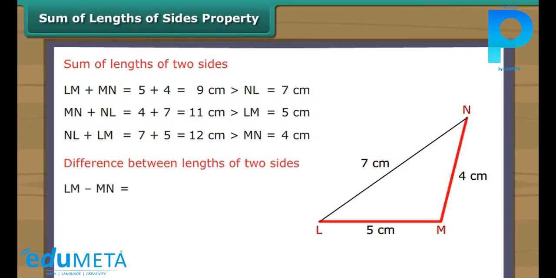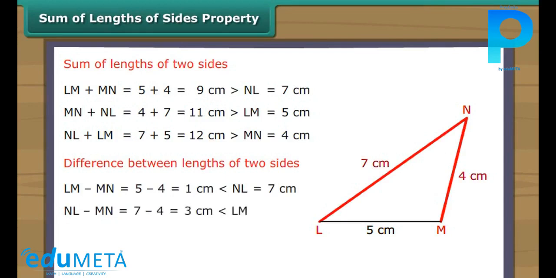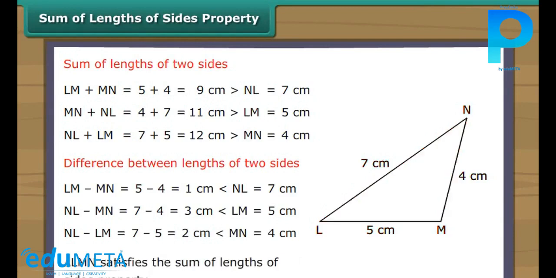LM minus MN is equal to 5 minus 4, which equals 1 cm, which is smaller than NL, which is 7 cm. NL minus MN is equal to 7 minus 4, which equals 3 cm, which is smaller than LM, which is 5 cm. NL minus LM is equal to 7 minus 5, which equals 2 cm, which is smaller than MN, which is 4 cm. Triangle LMN satisfies the sum of lengths of sides property.